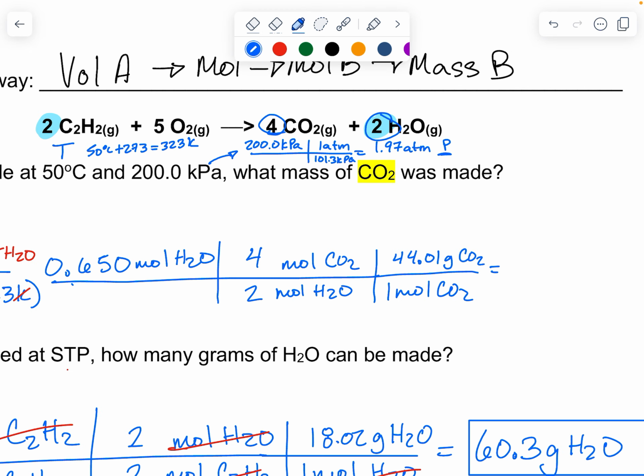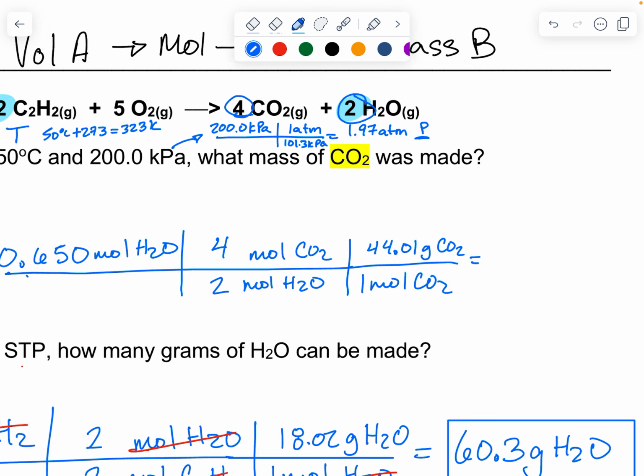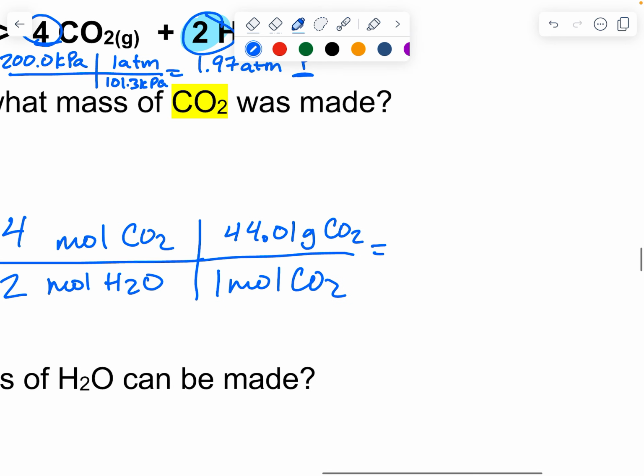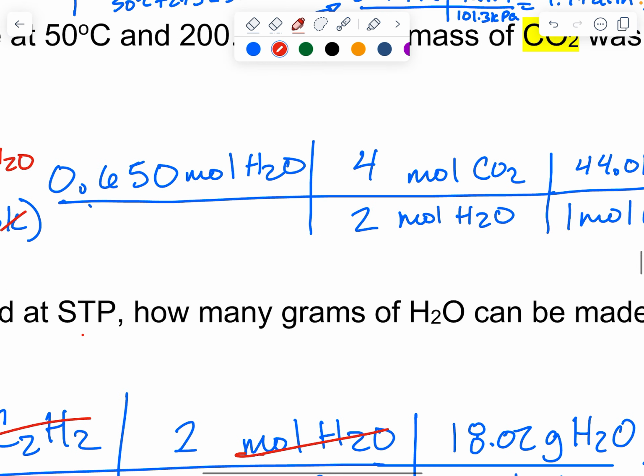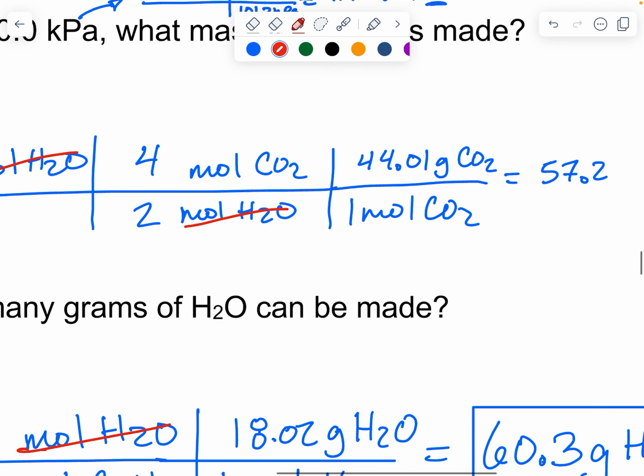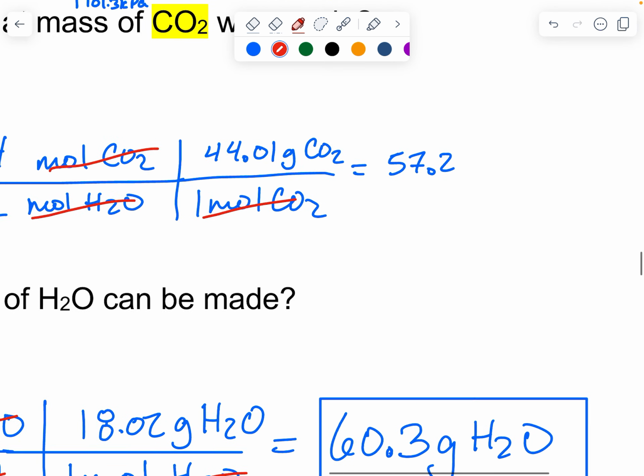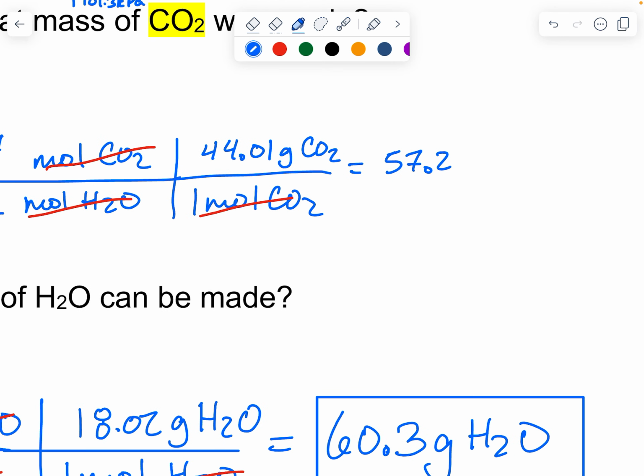And so again, we've got 0.650. We're going to times 4 divided by 2 times 44.01. Got 57.2, so 3 sig figs, 57.2, and I'll clean everything up. Moles divided by moles of water, moles of CO2 divided by moles of CO2. My units are going to be grams of CO2.